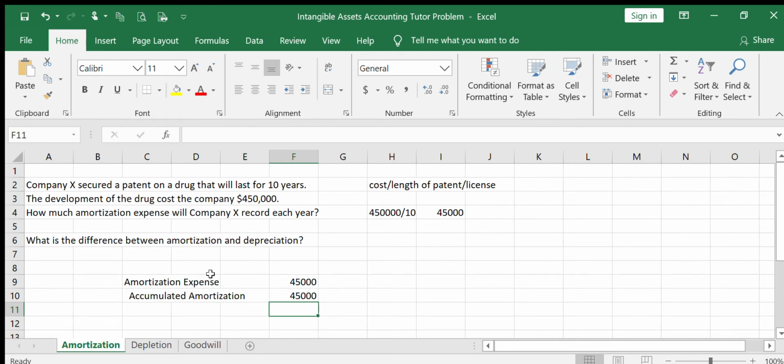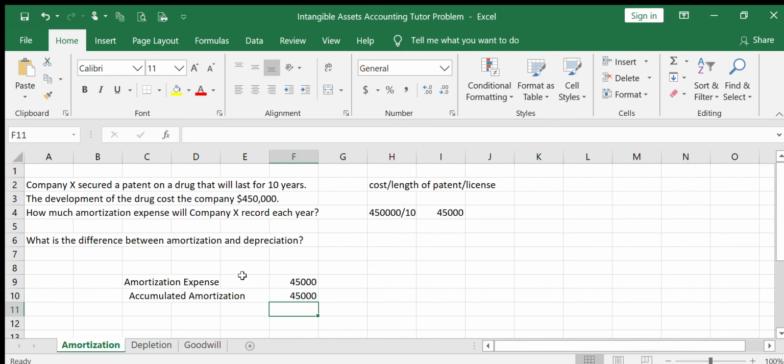All right, so if they're so similar, what are the differences? So really the key difference, and I mentioned this at the top, is amortization is talking about an intangible asset. And this problem is a good example of that. So Company X secured a patent on a drug that will last for 10 years. So the reason why this is a valuable asset for the company is that this patent will allow them to sell this drug as their name brand and make them more money because they have the patent, obviously, and this can apply to licenses and other things.